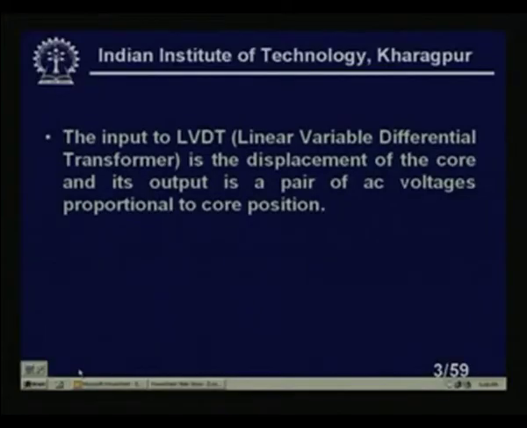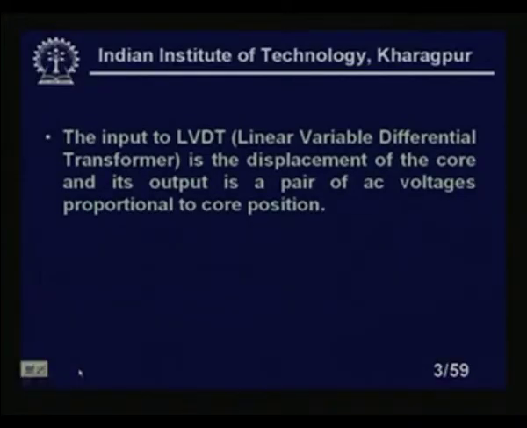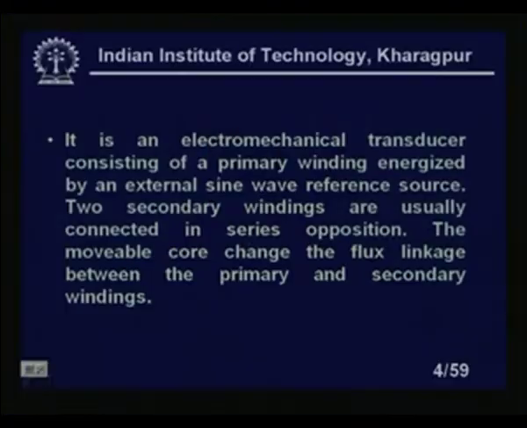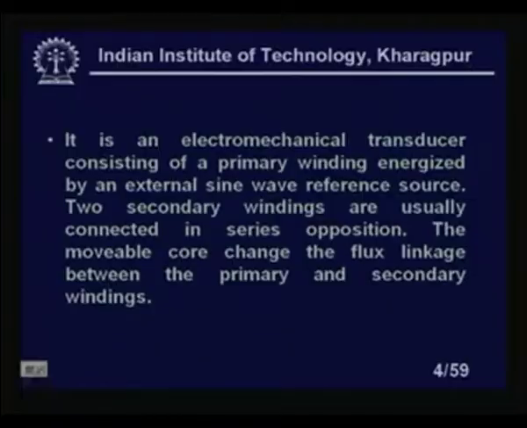Let us go back. The input to the LVDT, which is the linear variable differential transformer, is the displacement of the core, and its output is a pair of AC voltages proportional to the core position. As we know, this is the basic LVDT. It is an electromechanical transducer consisting of a primary winding energized by an external sine wave reference source, please note we always need this source outside, and two secondary windings usually connected in series opposition. We discussed this in detail when we covered the LVDT. The movable core changes the flux linkage between the primary and secondary windings, giving a non-zero output voltage E naught.